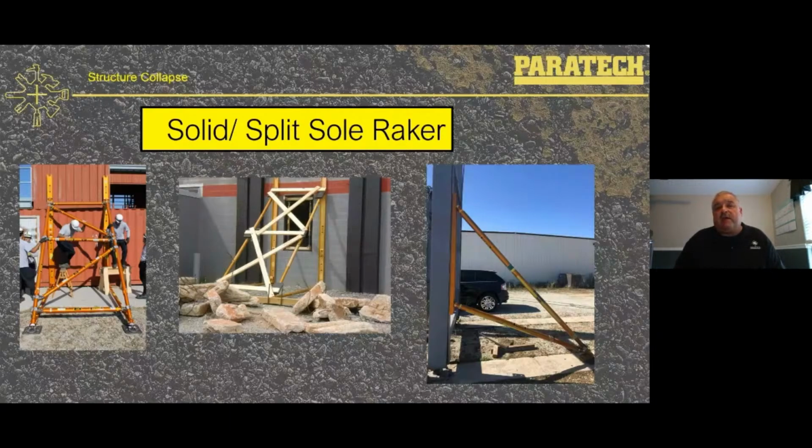The split sole raker is mainly the most common they use now, and that's because of the debris falling off the top of the building or off the wall of the building. That creates a pile where your shore needs to be. If you take a look at the picture all the way to the left, the solid sole with the K-brace on there, with the Paratech braces, the bottom sole strut can be raised up 2 holes. That'll give you a small split sole shore.